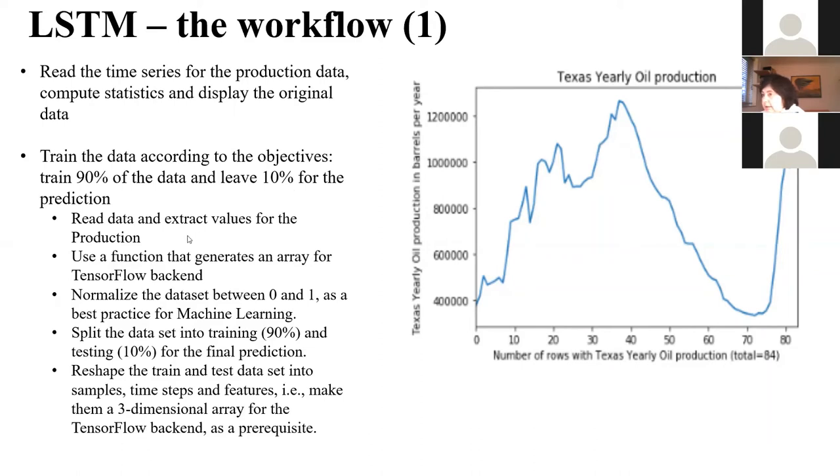You have to read the data and select the type for the production. Use a function that generates an array for the TensorFlow backend. Normalizing between 0 and 1 is a best practice for machine learning. Split the data into training and testing for the final prediction, and reshape the train and test data sets into sample, time steps, and feature to make a 3D array for the TensorFlow backend.